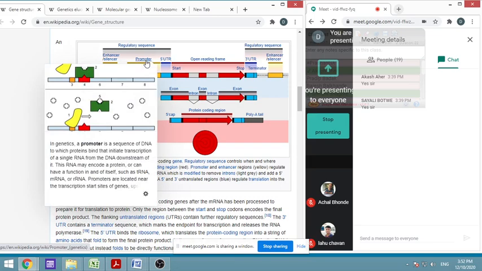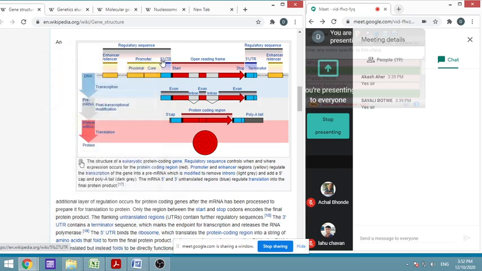It is a sequence of DNA where the proteins bind, and they will initiate the transcription of a single RNA from the DNA downstream of it. The RNA may encode a protein. Again, this protein can have a function, or the RNA itself can do the job as a transfer RNA, messenger RNA, or this kind of activity.